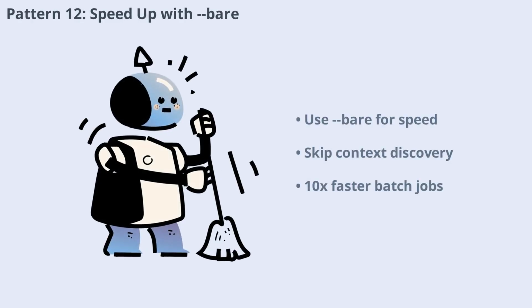When using Claude programmatically through the Agent SDK, add the bare flag. This skips context discovery, slashing startup time by up to 10x. For batch jobs or pipelines processing hundreds of files, this can mean the difference between waiting 40 minutes and just 18. It's a simple tweak with massive impact for large-scale automation.